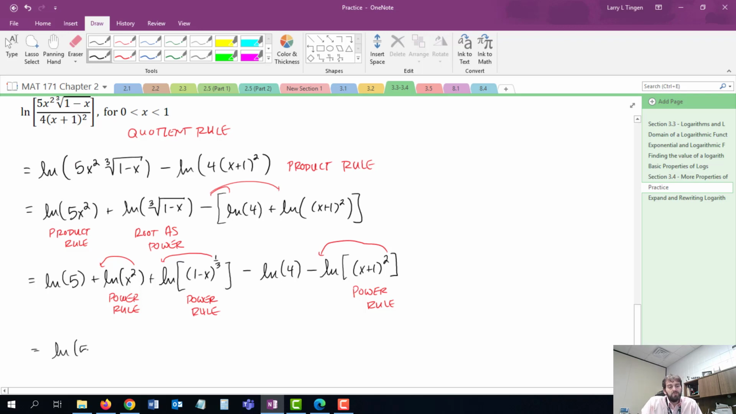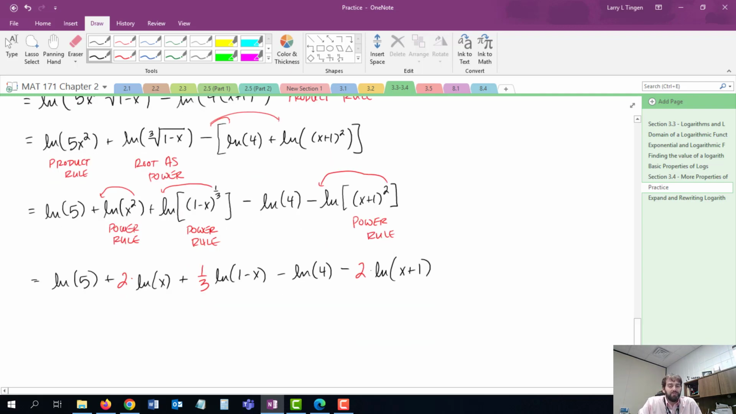I now have the natural log of 5 plus 2 times the natural log of x. Remember, what's left inside the argument afterwards is just the base, not the power it went out from, plus 1/3 times the natural log of 1 minus x, minus the natural log of 4, that didn't have anything done to it, and then minus that 2 comes out front, times the natural log of x plus 1.